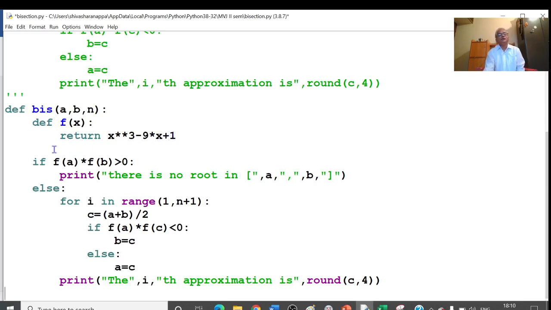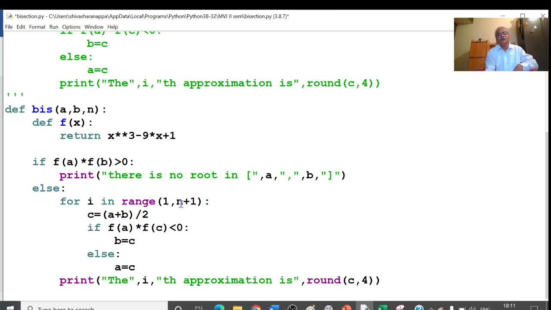Then, no need to write A and B here. We give A, B, N on the output screen, that is, on the shell. Now here I will check: if f of A into f of B is greater than 0, then there is no root in A comma B. Else, there is a root. That is, if f of A into f of B is less than 0, it means there is a root here. Then we use the same for loop here.